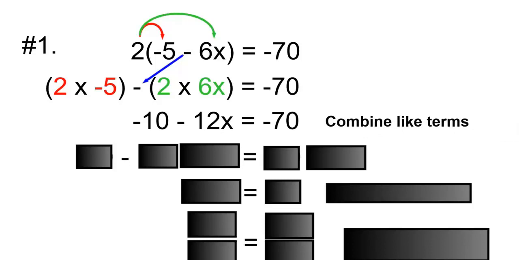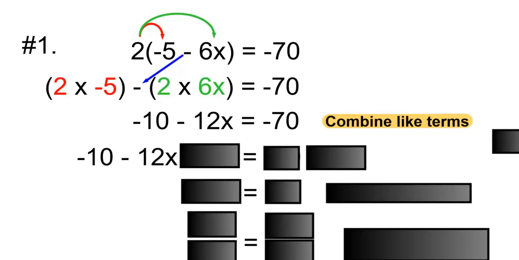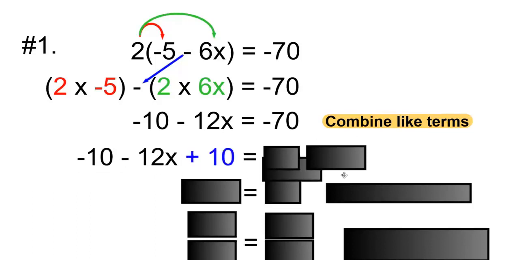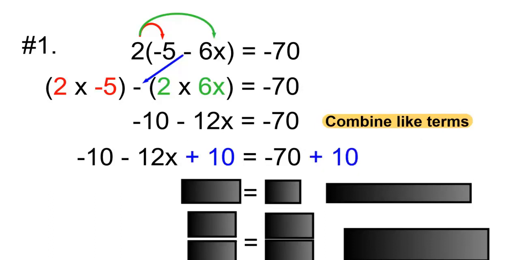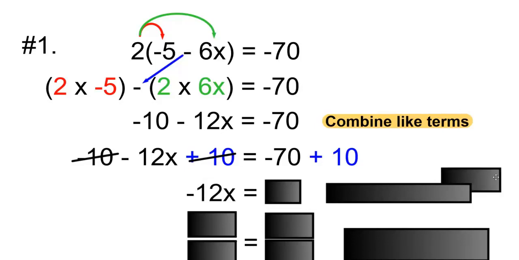Next, combine like terms. The like terms will be negative 10 and negative 70. To remove the negative 10 from the left-hand side of the equation, we'll have to add 10. If we add 10 to the left-hand side of the equation, we have to add 10 to the right-hand side of the equation as well. The negative 10 and the positive 10 will cancel each other out, leaving us with negative 12x, and negative 70 plus 10 is negative 60.